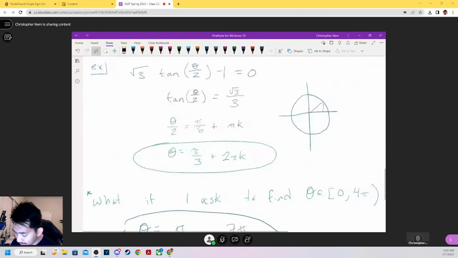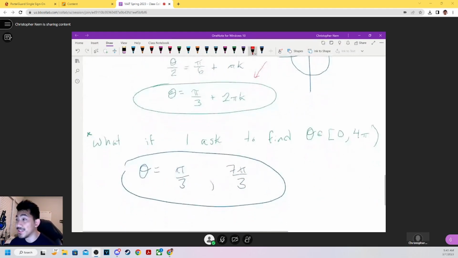Then the question is, what if I ask, how do you find the angle measures between 0 and 4 pi? Well, you start from 0 and see what the positive value is. Set k equal to 0. If I set k equal to 0, I have pi over 3, my first solution. That does live in between 0 and 4 pi. Now set k equal to 1. 7 pi over 3, is that in between 0 and 4 pi? Yes. Now if I go any higher, it does not live in that region, so I'm left with just these 2 solutions.